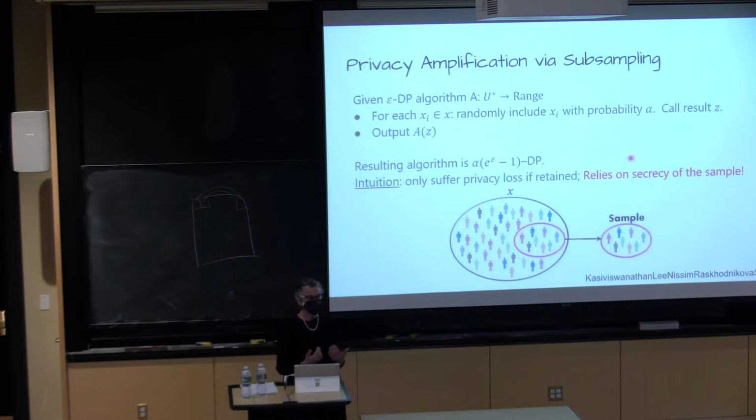Okay, so the intuition for why we gain some mileage here is that one only suffers, this is just intuition, there's something not rigorous in what I'm saying, but one only suffers privacy loss if one is retained and put into the data set Z. That's the intuition. And that turns out to be just about right, but you have to do a little bit of work to make it clean. Moreover, the privacy that's afforded depends on secrecy of the sample. It should not be known who makes up data set Z. Okay.